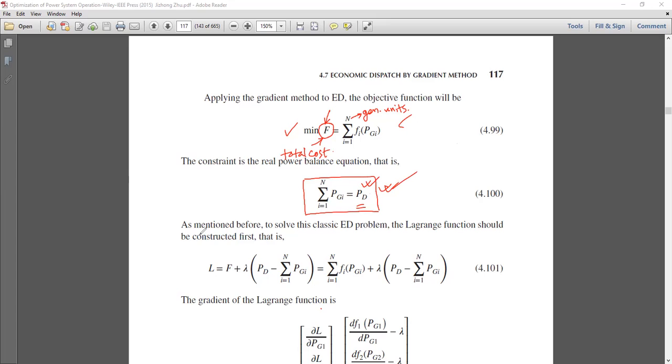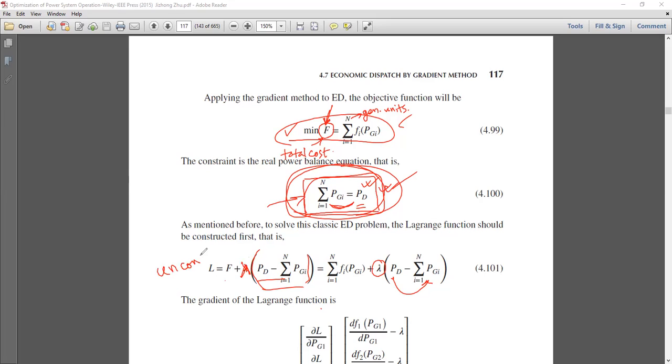Now, first of all, we have to make them a single objective. So we have to attach this equality constraint with the help of the Lagrange multiplier, and rewrite it in this form, PD minus summation of PGi. So your Lagrangian would be F, the original objective function, plus lambda, the Lagrange multiplier, multiplied by the reformed equality constraint. So now this becomes an unconstrained optimization problem.